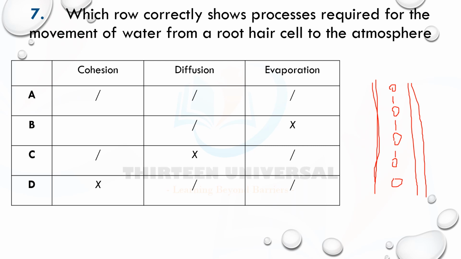Yes, diffusion is required. Water vapor diffuses from the air space in the leaf through the stomata to the atmosphere. So diffusion is required. Evaporation is required. Why? Because water molecules evaporate from the cell wall of mesophyll into the air space of the leaf. Okay, so all three of them are required. So the answer is A.